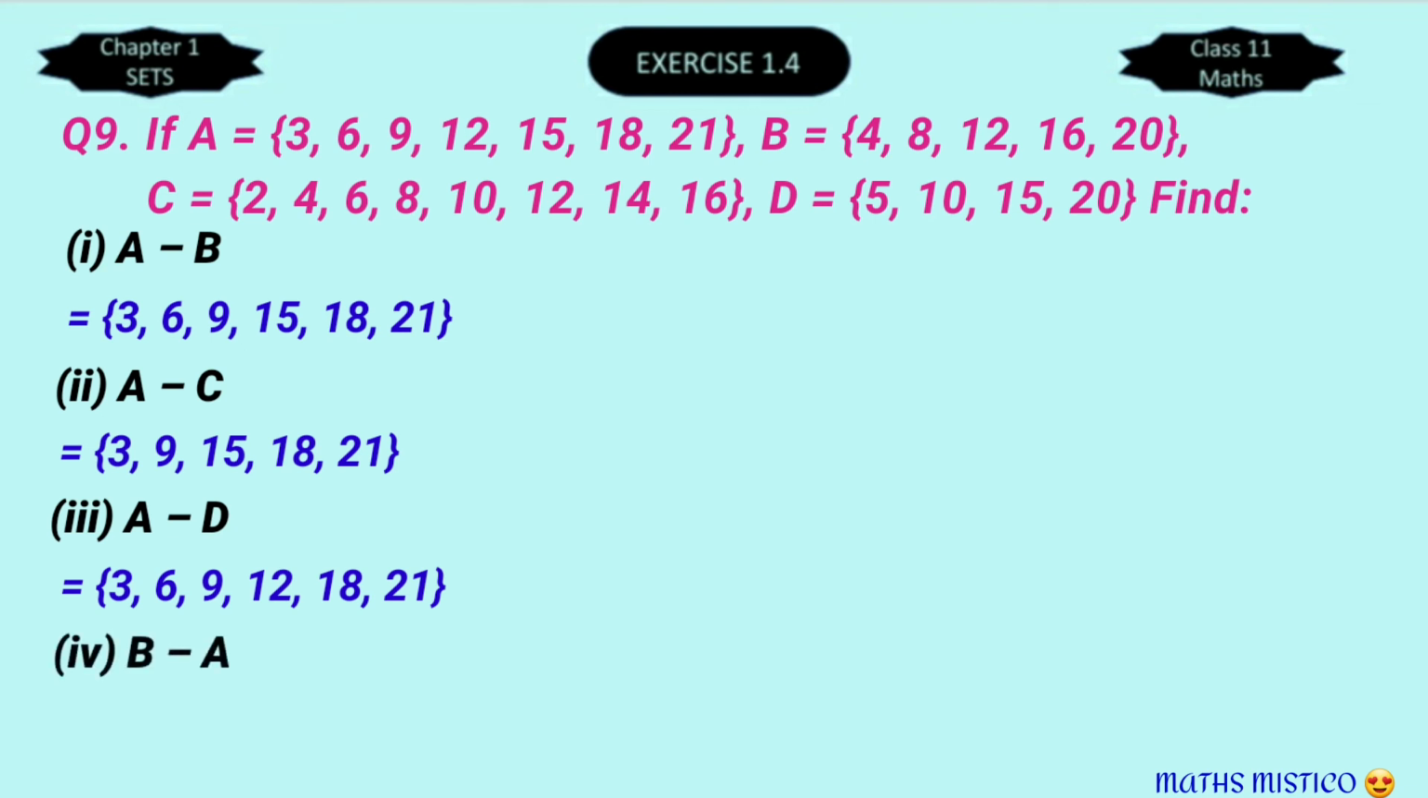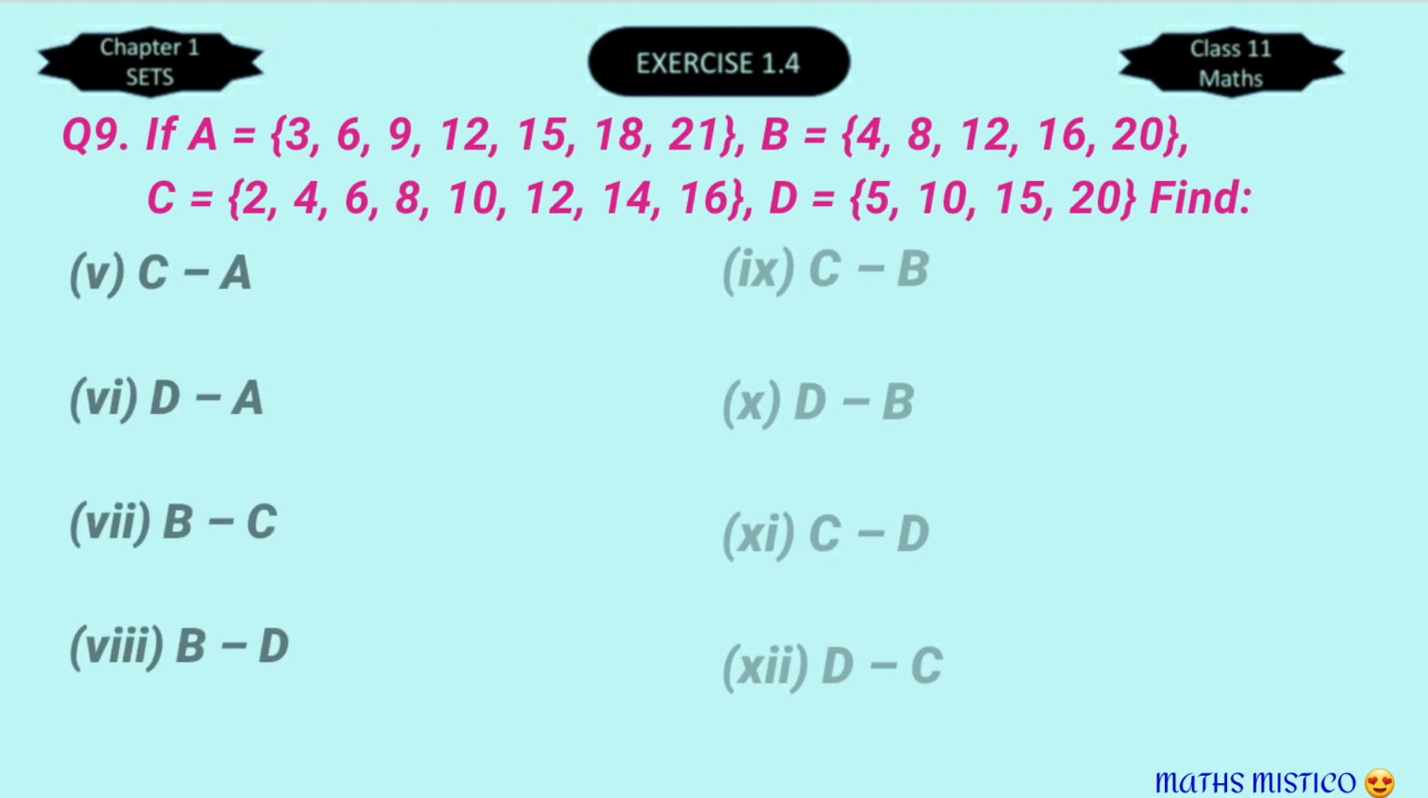B minus A means we have to leave those elements of B which are present in A, and that is only 12. So B minus A is 4, 8, 16, 20. So now please try the remaining answers, and if you have any problem, you can cross-check with my solutions.